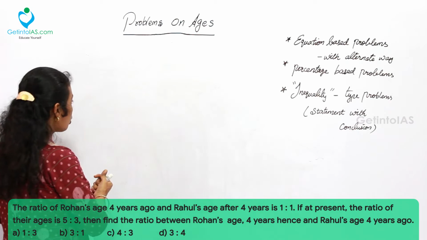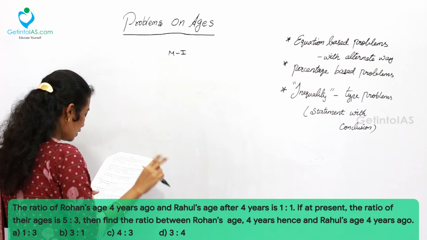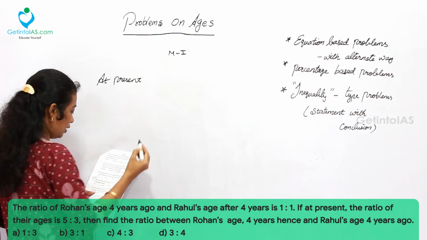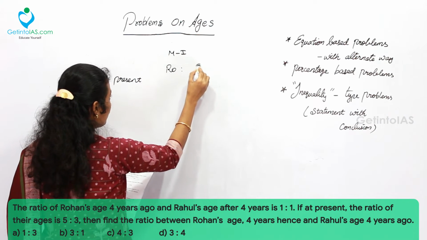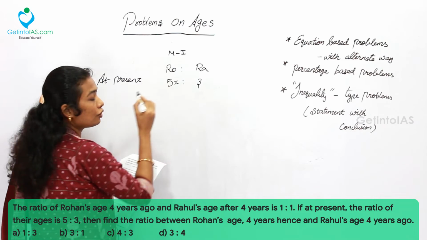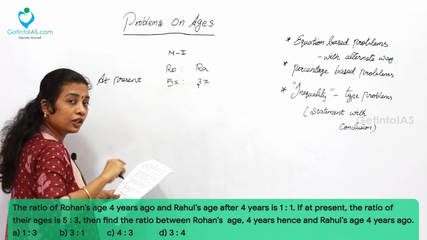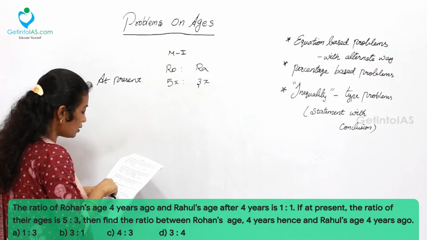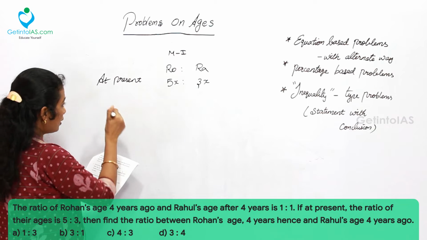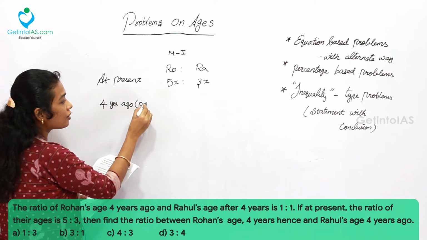Now let's start answering the question under method 1, that is forming an equation. Starting from the second statement, if at present the ratio of their ages, that is Rohan to Rahul, is 5:3, say 5x is the age of Rohan and 3x is the age of Rahul. Now coming to the first point, the ratio of Rohan's age 4 years ago and Rahul's age after 4 years is 1:1. Simply you can write 4 years ago, only Rohan is required, not Rahul.